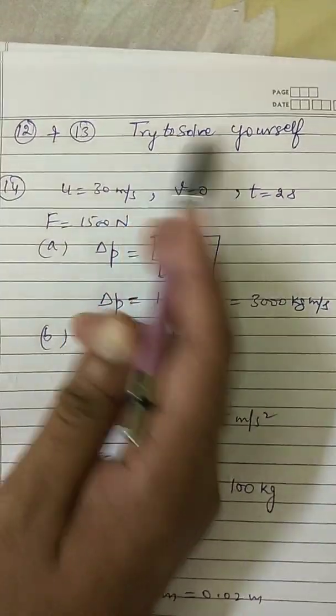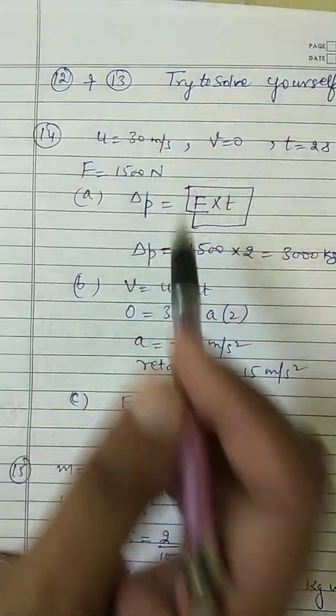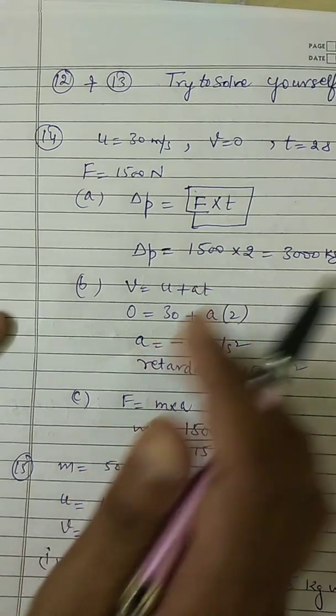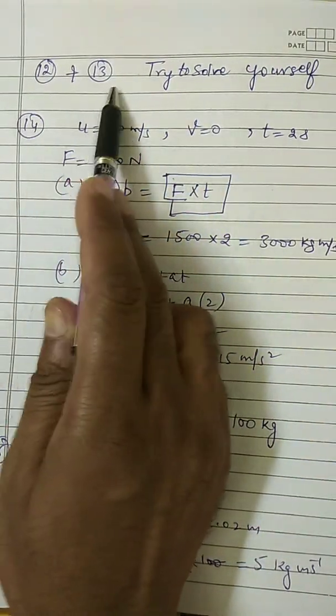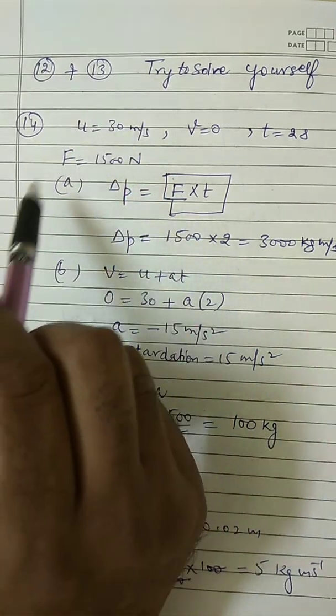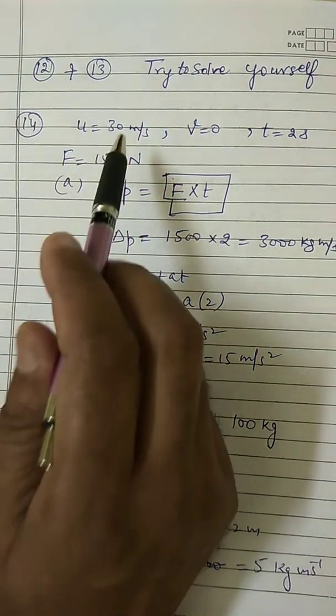12th and 13th numerical, try to solve yourself. Because if I solve every numerical, hardly you will practice. So apply the concept, these are also easy ones. 14, typical, I am solving.